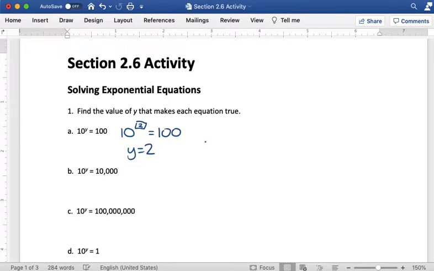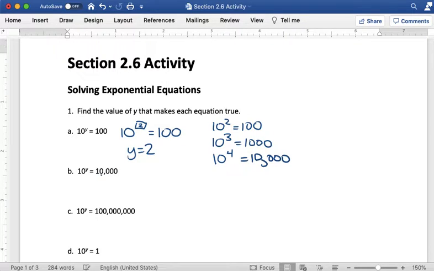So there's a few ways you could do this. You can continue working up from your part A answer. So if 10 squared equals 100, if we multiply both sides by 10, we get 10 to the third is 1,000. And if we multiply by another 10, we get 10 to the fourth. 1,000 times 10 is 10,000.